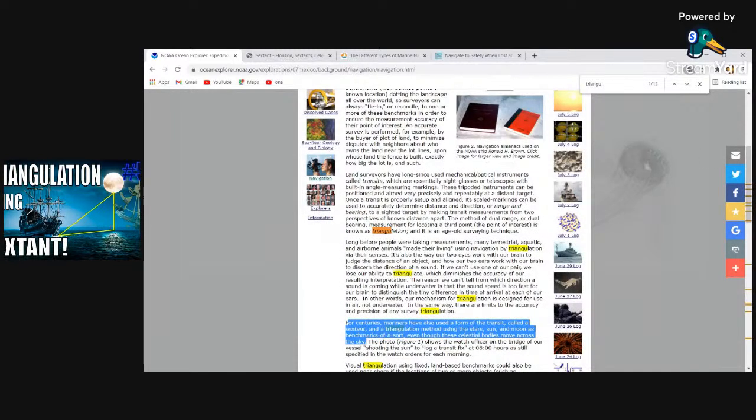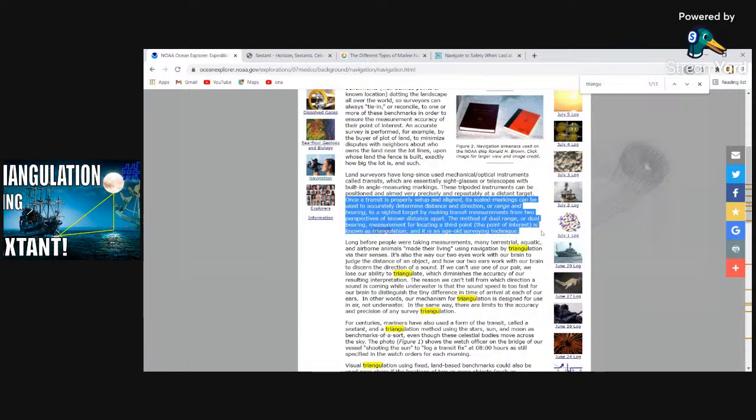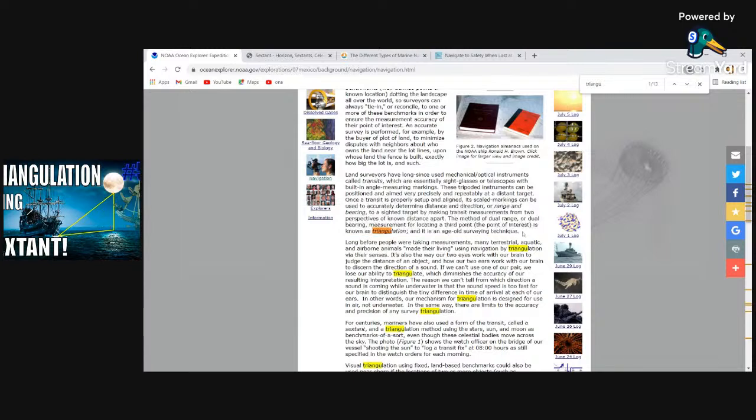So once a transit is properly set up and aligned, its scale markings can be used to accurately determine distance and direction, or range and bearing, to a sighted target. Making transit measurements from two perspectives of known distance apart, the measurement of dual range or dual bearing for locating a third point of interest, is known as triangulation. So that's terrestrial-based triangulation.